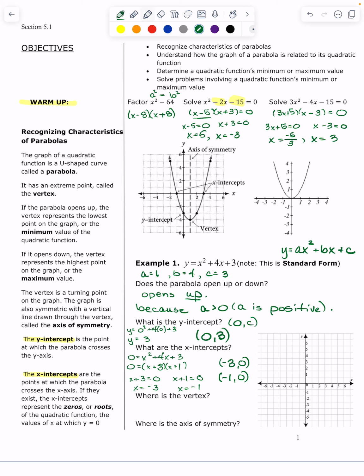Our vertex, which, you know, this is great. The notes on the side explain what it is, but not how to find it. Because every single parabola is symmetric. If we take a look at the picture up here, it is cut in half by this axis of symmetry. The axis of symmetry goes through the vertex. The vertex will always be our lowest point if our parabola opens up, or our highest point if the parabola opens down.